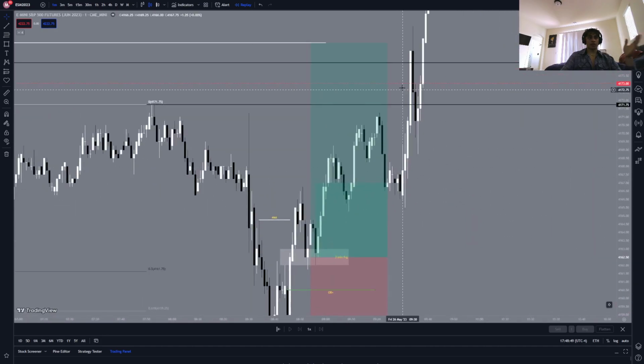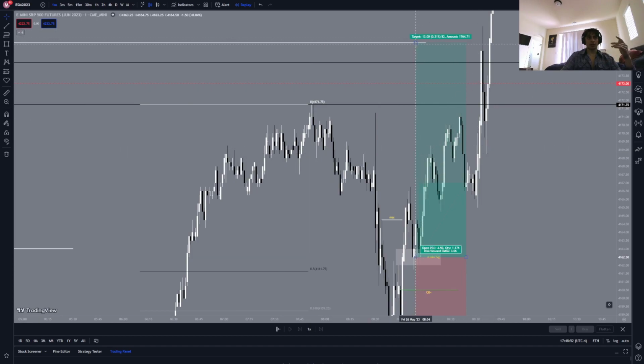However, I do like to preach the idea of taking partials. So the first partial, if you did want to enter this, would be this high up here. We have a lot of stacked highs here. You can see this high, this high, this high, right? It comes back up, it creates a new high here. So this could be the first good area to take some partials, and then this is your main target up here.